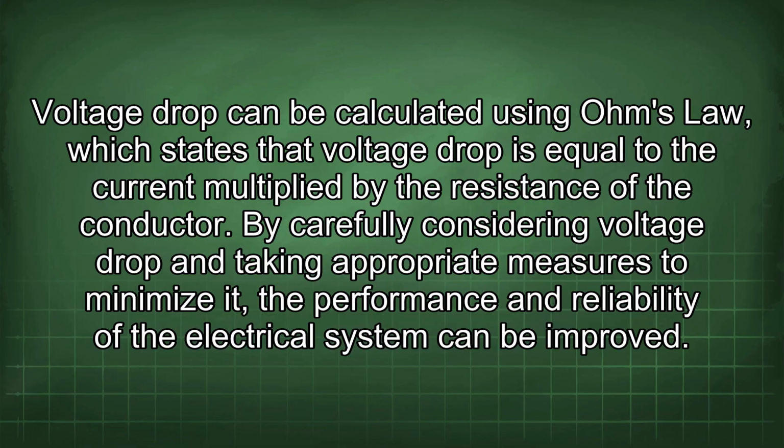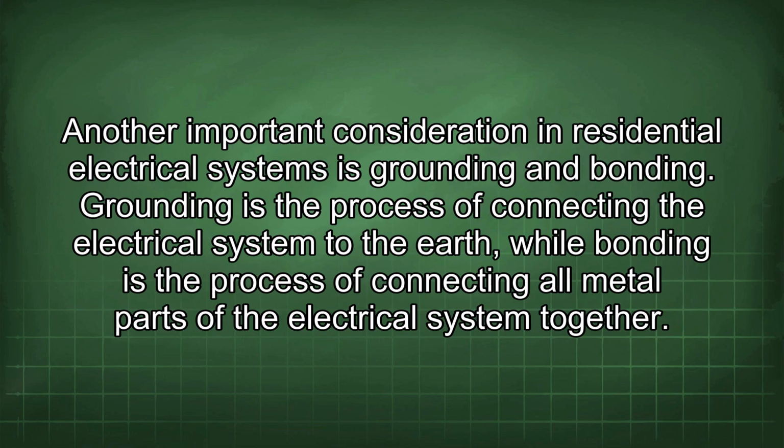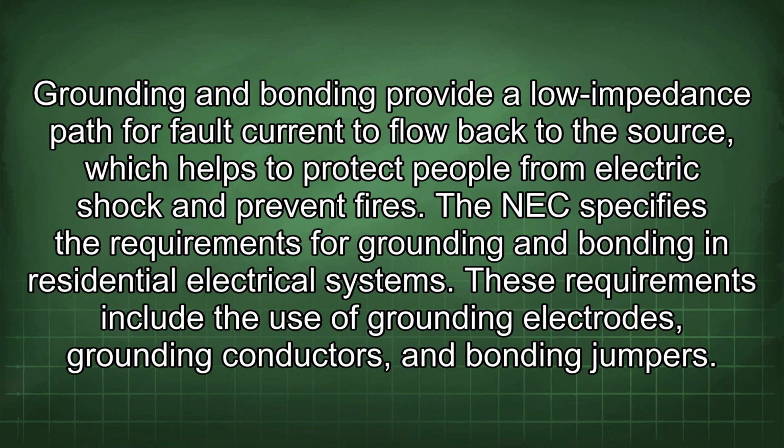Another important consideration in residential electrical systems is grounding and bonding. Grounding is the process of connecting the electrical system to the earth, while bonding is the process of connecting all metal parts of the electrical system together. Grounding and bonding provide a low impedance path for fault current to flow back to the source, which helps to protect people from electric shock and prevent fires.